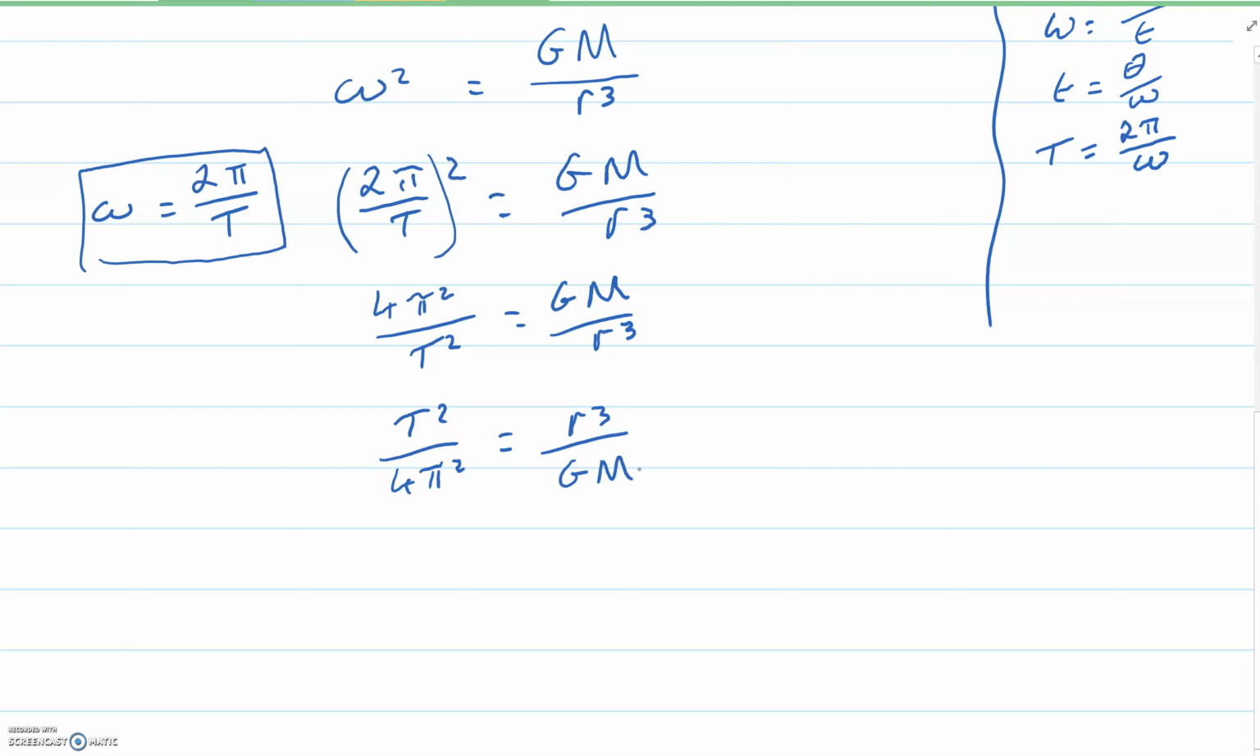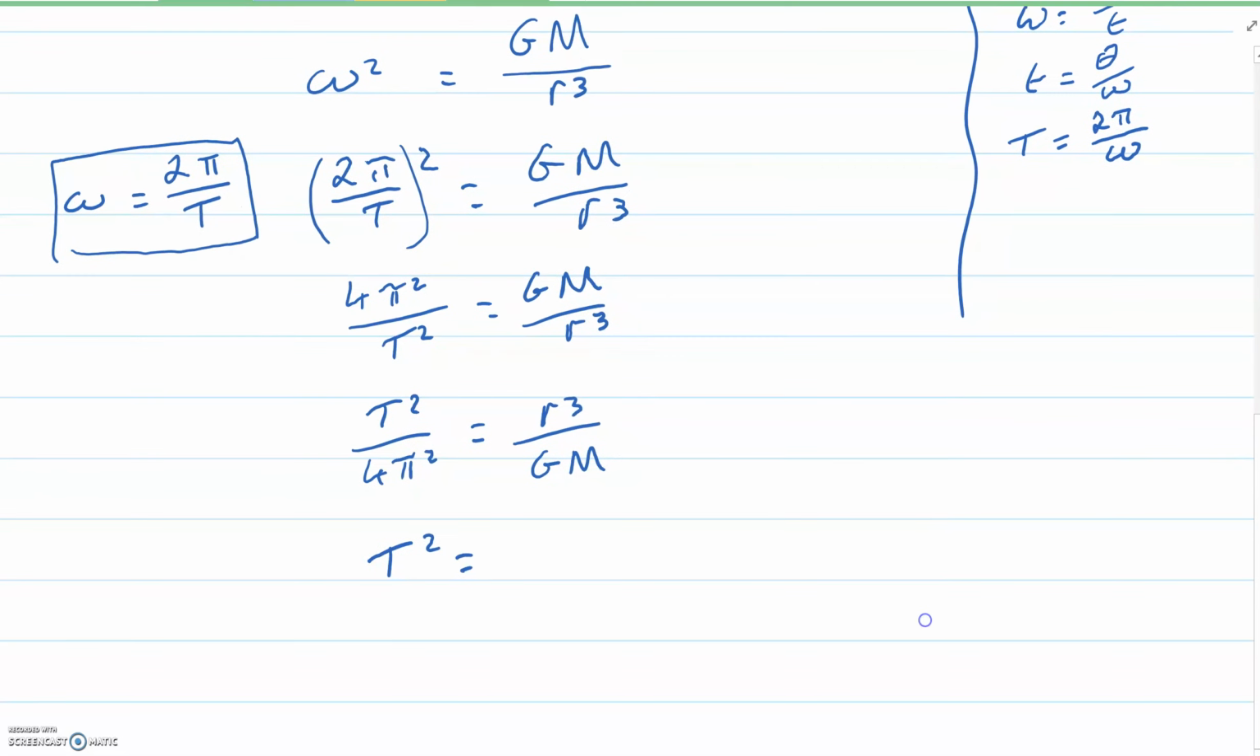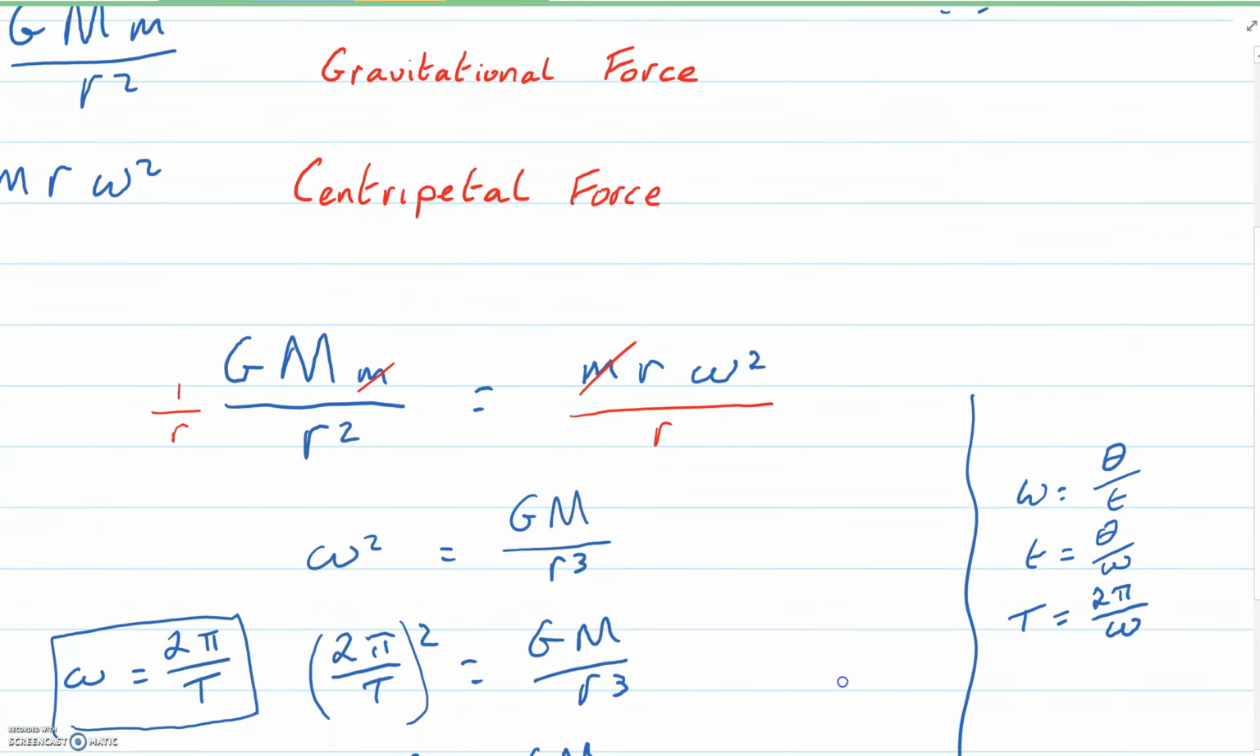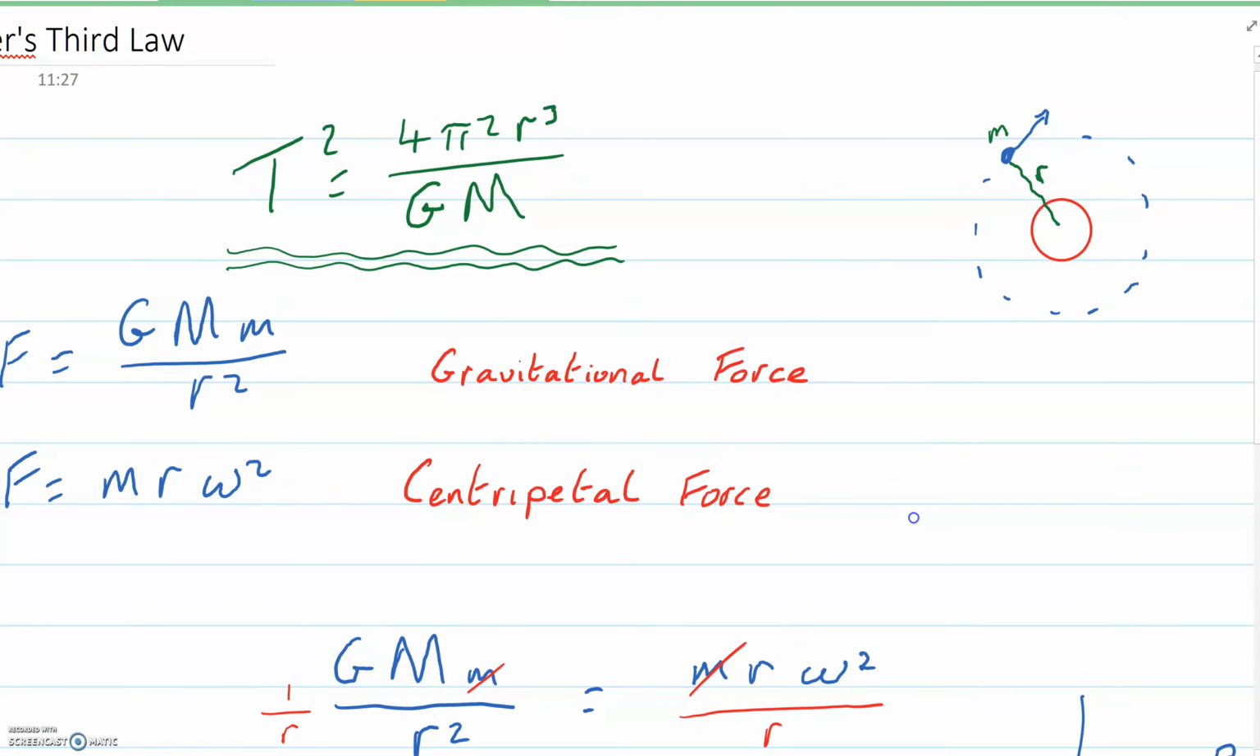You get t squared over 4 pi squared is equal to r cubed all over large G and large M. And finally, that leaves us with t squared is equal to, multiply both sides by 4 pi squared, and you get 4 pi squared r cubed divided by large G and large M. And that is Kepler's third law, like I have written just up here.